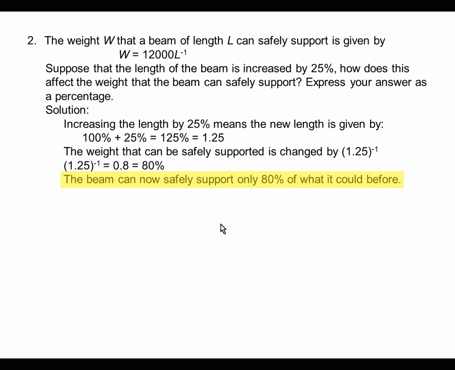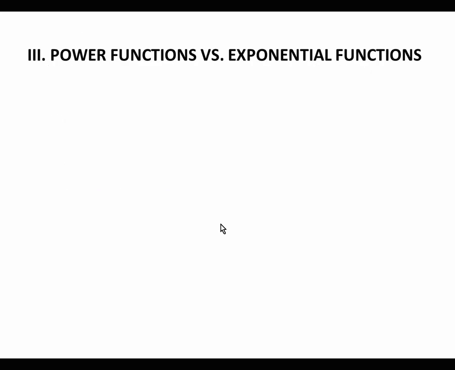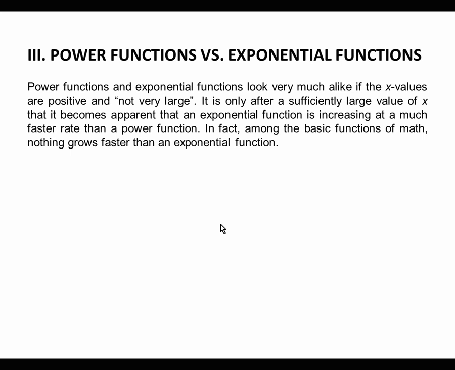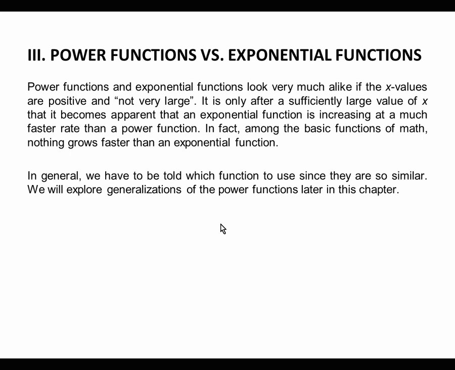Now, we observed before that power functions and exponential functions look an awful lot alike. So, power functions versus exponential functions. Again, they look an awful lot alike, especially if the x values are positive and not very large, whatever not very large might mean. So it's only after a sufficiently large value of x will it start to become apparent that you have an exponential function as opposed to a power function. Exponential functions increase much more rapidly than power functions. So in general, we have to be told which one to use since they're so similar.